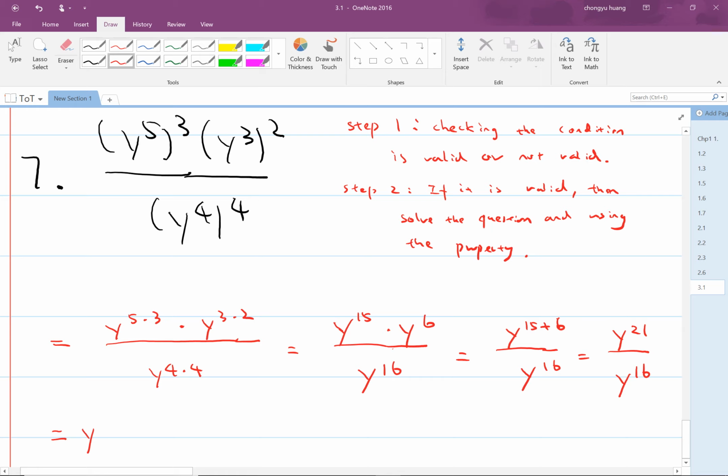As the property says before, it's going to be y to the power 21 minus 16, right? So it's just going to be y to the power 5. You guys get it, right? So y to the power 21 minus 16 is actually equal to y to the power 5. And that is the solution for question 7, right? Okay.